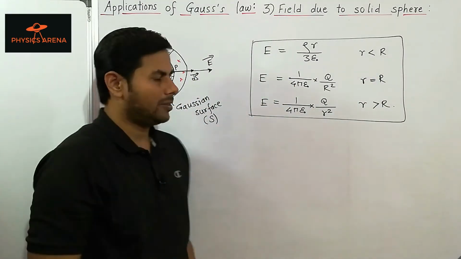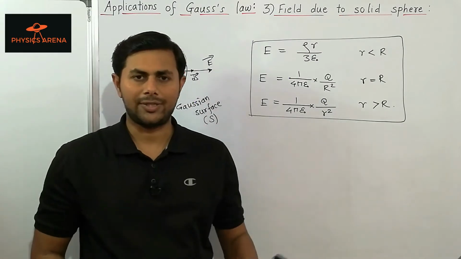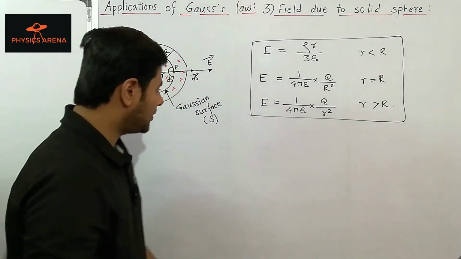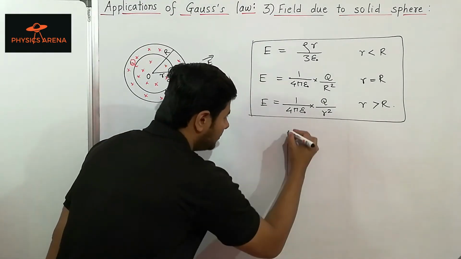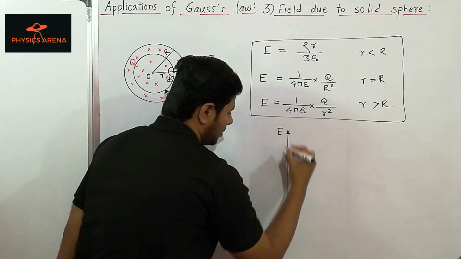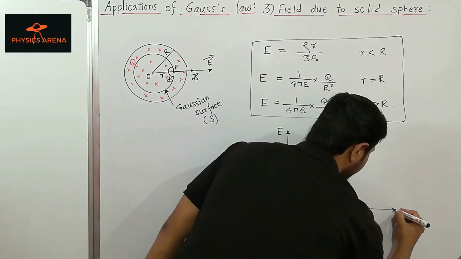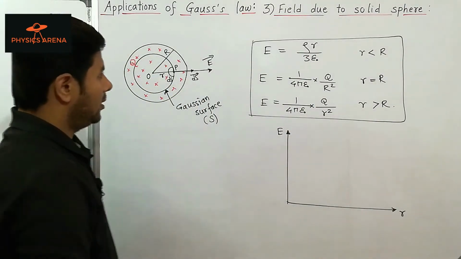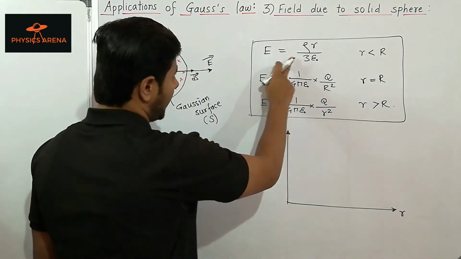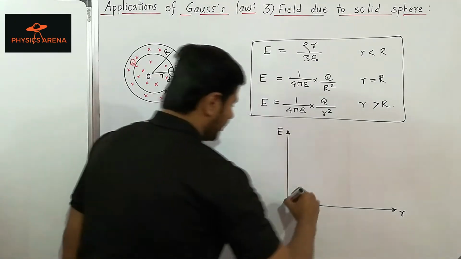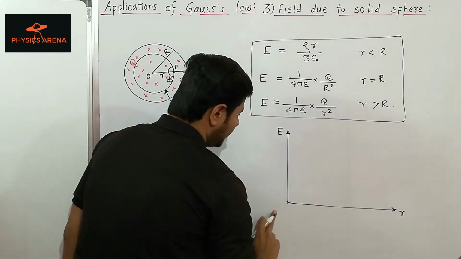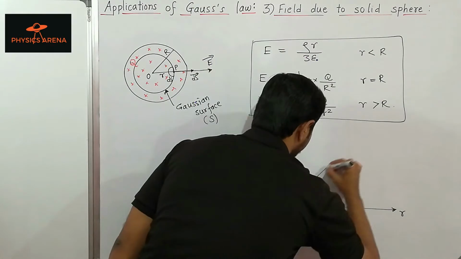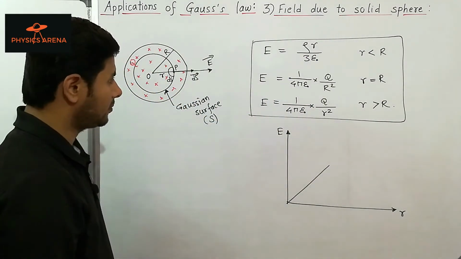And the electric field is in radial direction. So we can try to plot this electric field versus R, and here we can say it is directly proportional to R. So as R increases, electric field also increases like this.